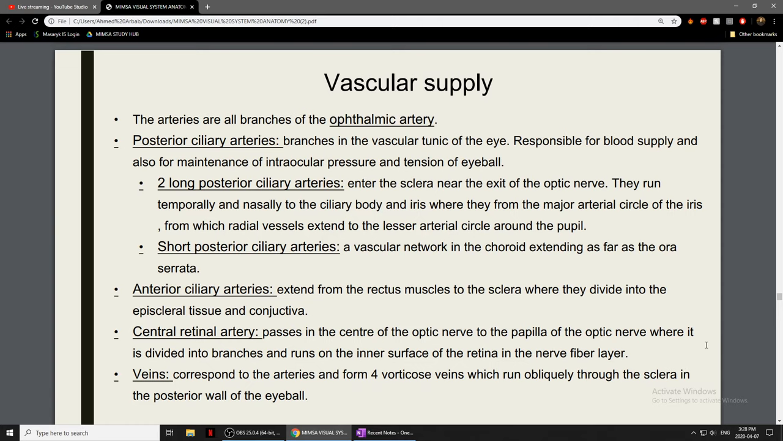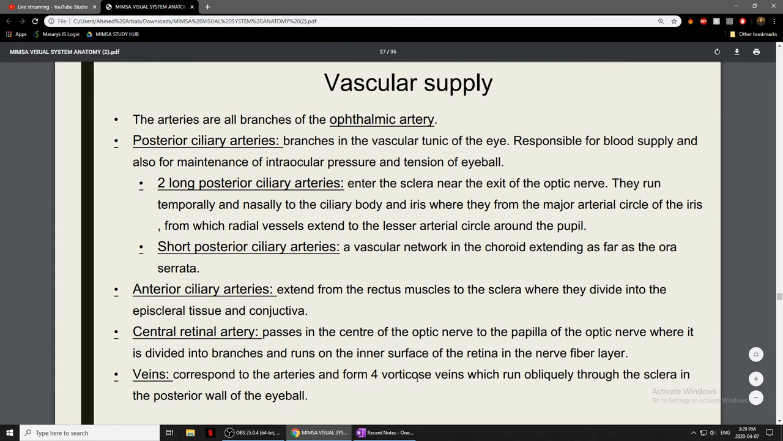We talked about these because they extend from the muscular branches that supply the rectus muscles. They extend from these branches and they go into the sclera, and they divide into the episcleral tissue, and they supply that tissue and the conjunctiva. And then we have a central retinal artery that actually passes through the optic foramen as well. So alongside the optic nerve, it passes in the middle in that area, and it supplies the papilla of the optic nerve, and it branches into branches that go to the superior and inferior part of the retina. And then finally we have vorticose veins, four vorticose veins on each side of the posterior surface of the eyeball.